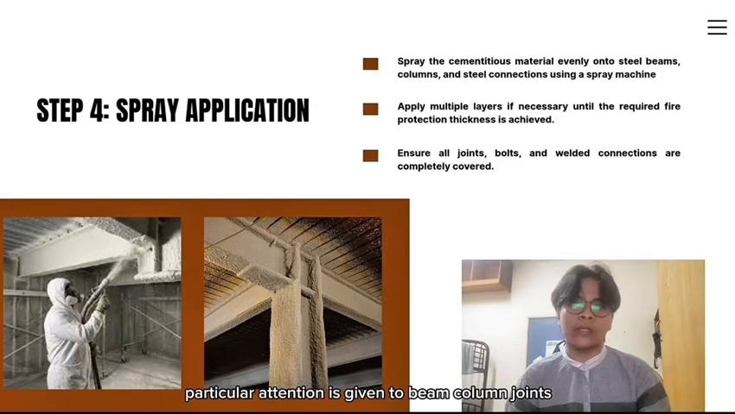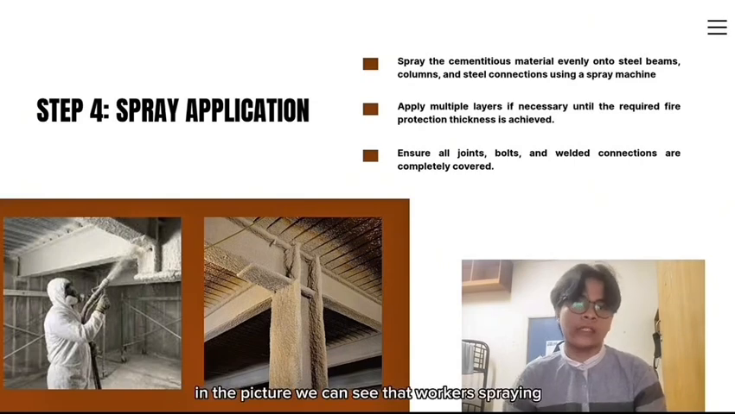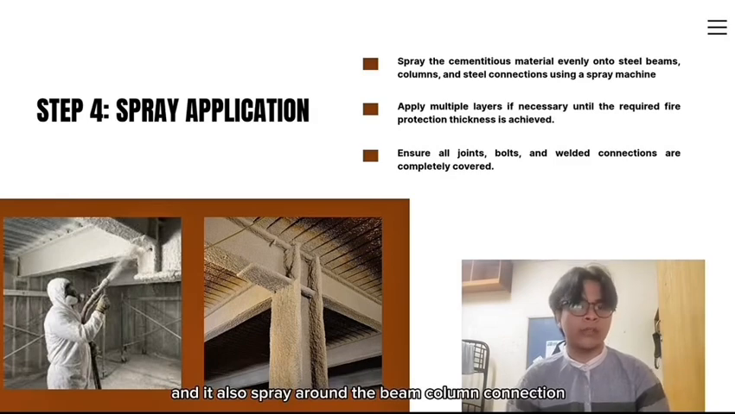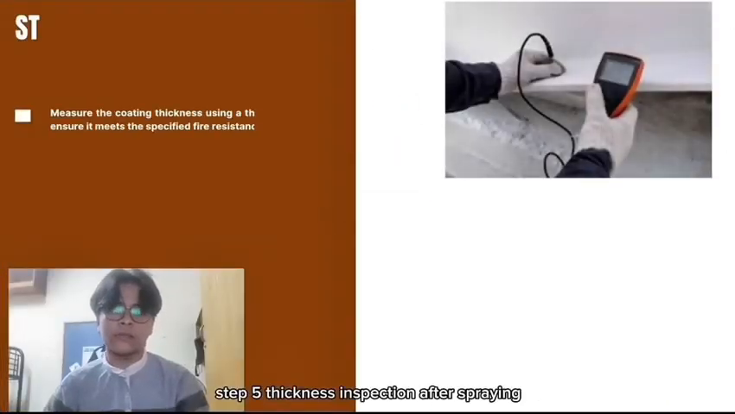Particular attention is given to beam-column joints, welded connections, bolts, and steel plates to ensure complete protection. In the picture, we can see the worker spraying cementitious coating onto the steel beams, and it also sprays around the beam-column connection.